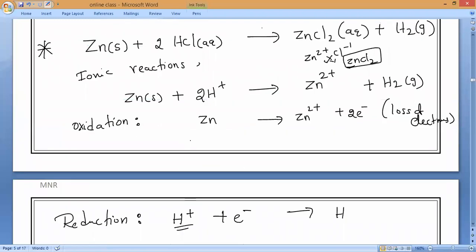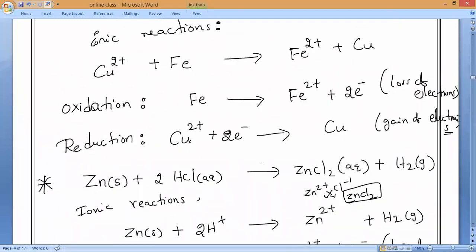Clear? Now in the same way, for this equation, who is the reducing agent? Who is the oxidizing agent? Iron is the reducing agent. Next, the oxidizing agent. Not copper, but copper 2+, because sulfate we are not considering here.